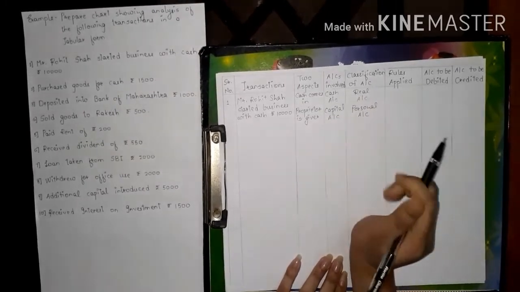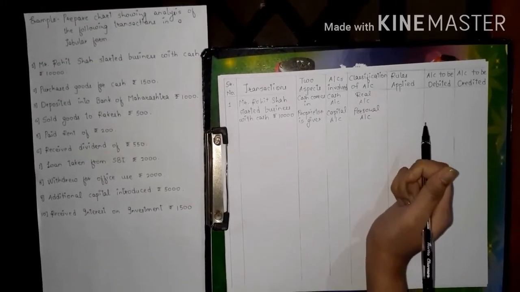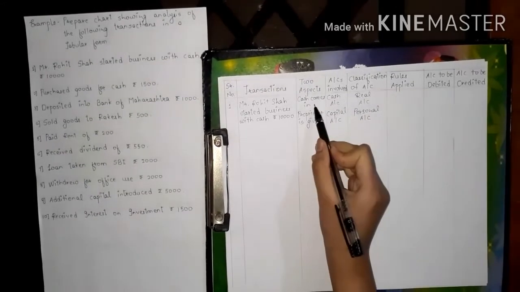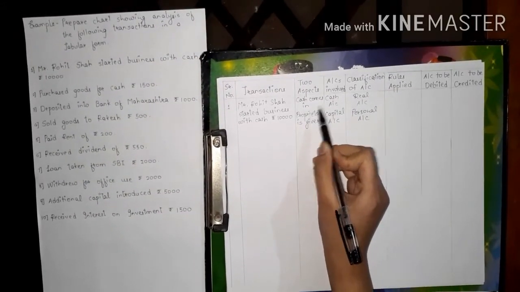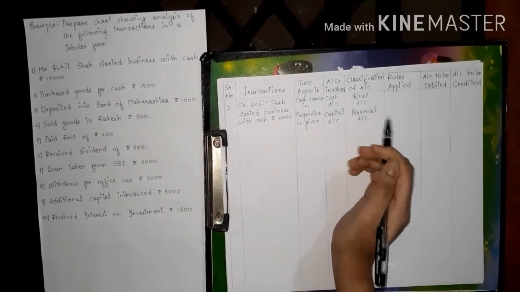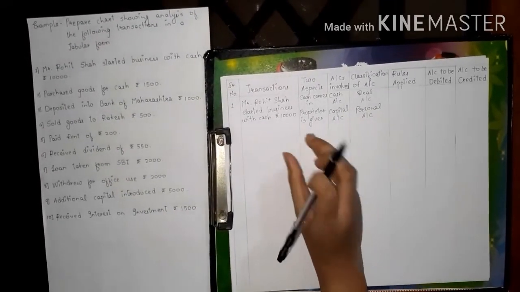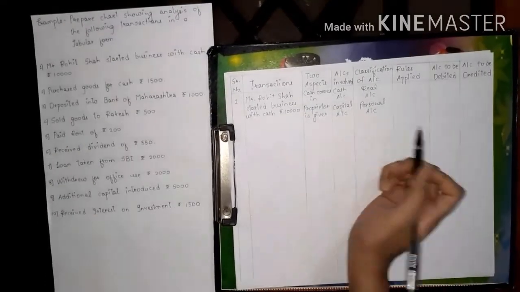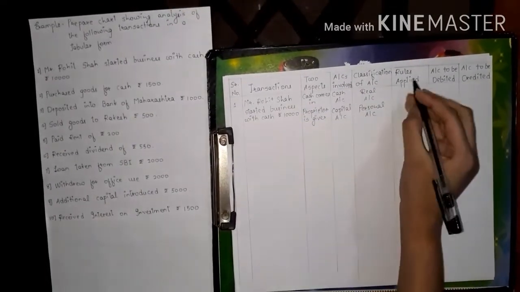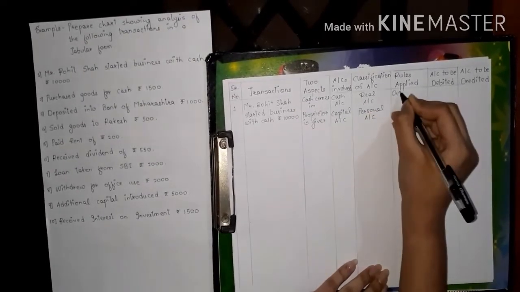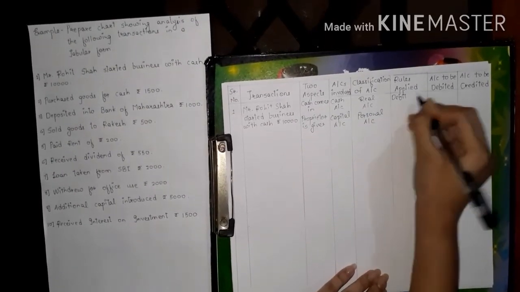According to the real account, what are the rules? Debit what comes in and credit what goes out. Now, here cash has come into the business, so we have to see which rule is applied in the form of debit or in the form of credit. Cash has come into the business, so we will write here: debit what comes in. Rule of real account. Never forget that.